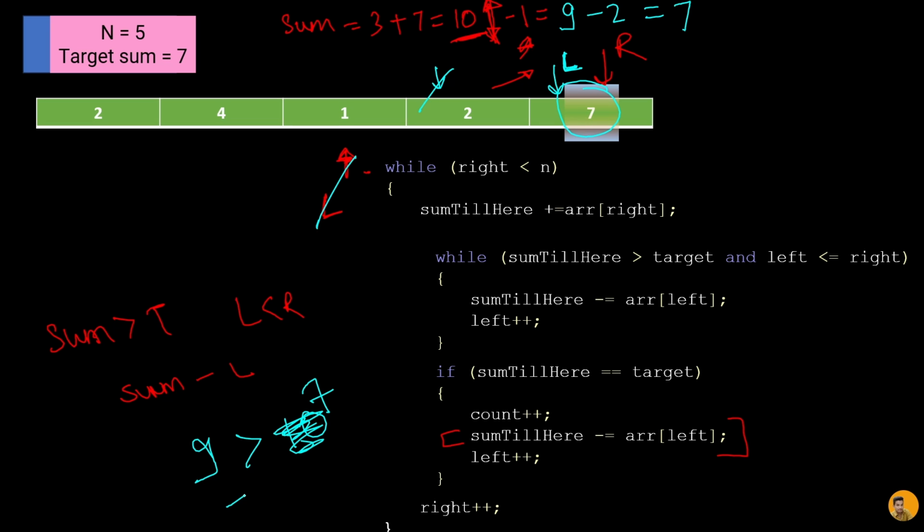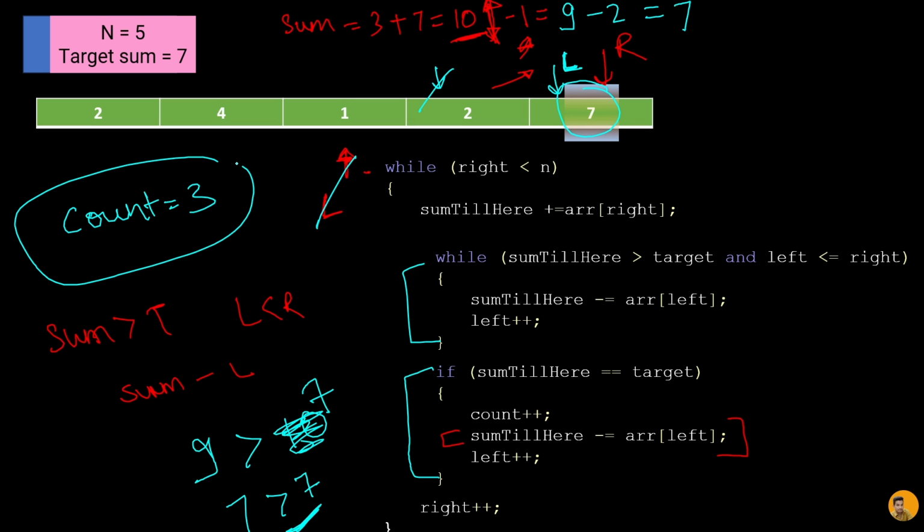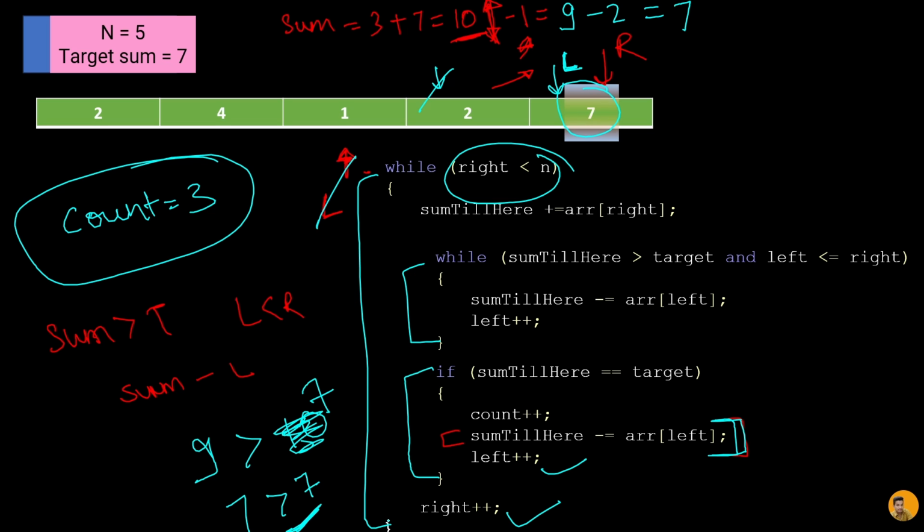Now sum is 7. It is not greater than our target. That means this loop is going to break, and we will be here. And sum is equal to target, so we will increase our count. So count will be 3, which was our answer. And we will take out the left. We will increase the left and we will increase the right. But this condition will break and we will exit the main loop. So this was the sliding window explanation.